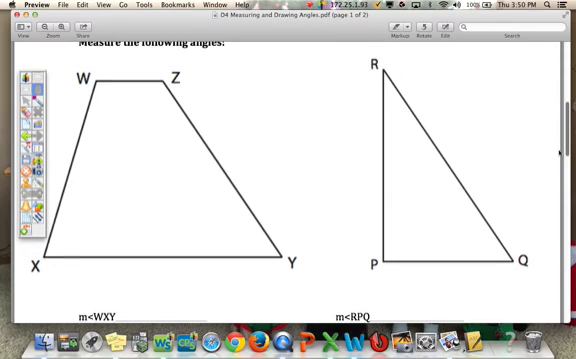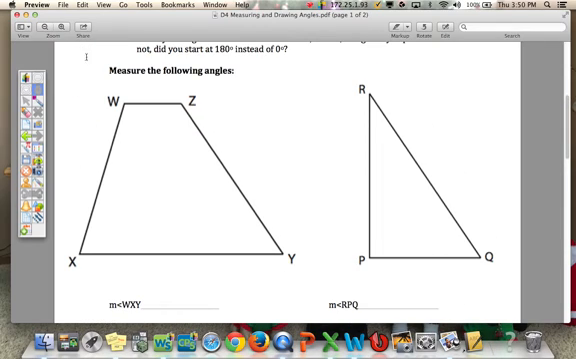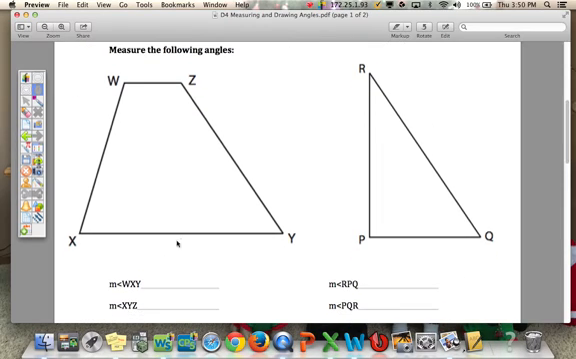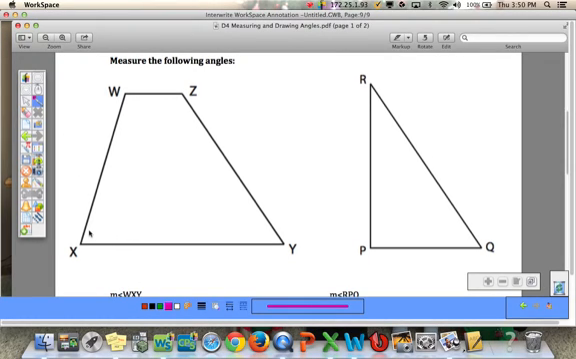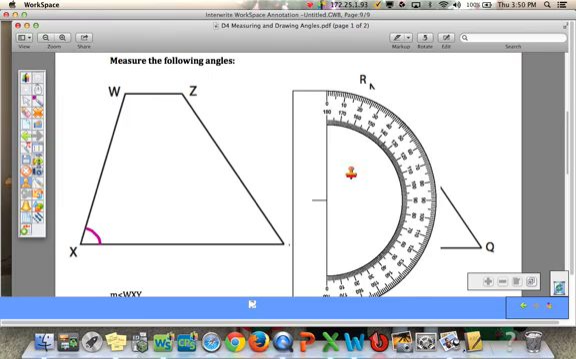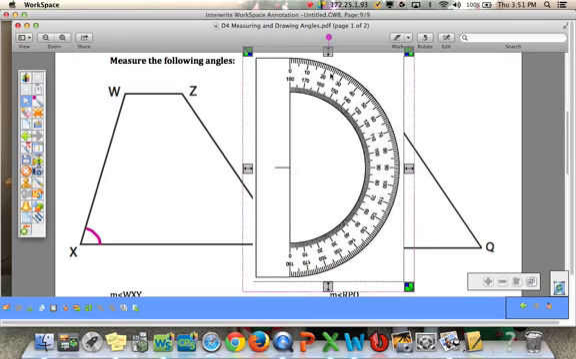Measure the following angles. I'm going to make this a little bit smaller here. Okay, let's do WXY first. So WXY is this angle. Start at W, go to X, and then to Y. All right, so let me pull up my protractor, my drawing here. Oops, I did too many. Let me turn it and resize it.